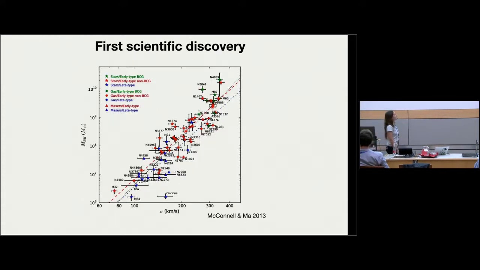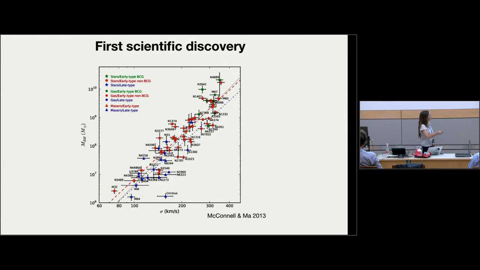I will try to make it rather fast. This is what we call the M-sigma relation. I hope you know it. We now know that in most massive galaxies we have supermassive black holes. And one of the most astonishing discoveries that was made is that the mass of the supermassive black hole correlates with the stellar velocity dispersion in the galaxies. This may suggest that the galaxy and the supermassive black hole co-evolve in some way. So the supermassive black hole has some significant impact on its host galaxy.